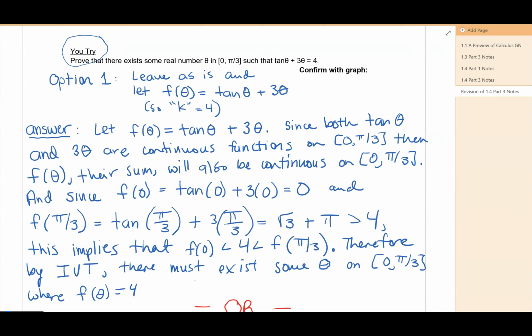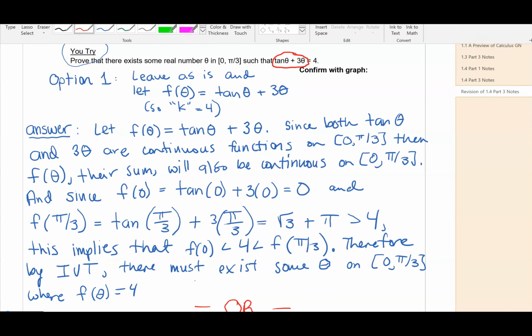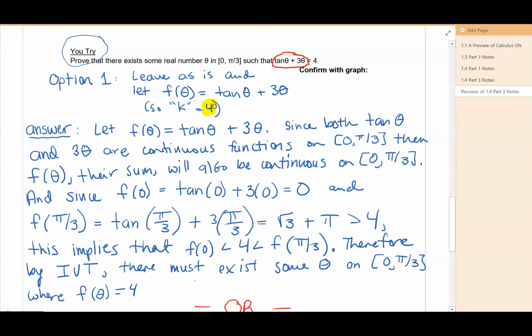Okay, so I have two options for a solution to this one because there's really two routes you could have taken. The first route, which I have here as option 1, is if you leave the equation as is and choose this first part to be your f of theta. So f of theta would equal tan theta plus 3 theta. And then the k value that we're trying to prove exists, the y value on the y interval, would be 4, whatever this function equals. So we go through the process.